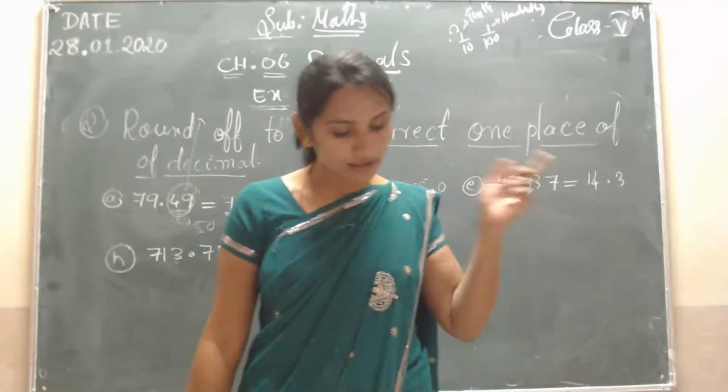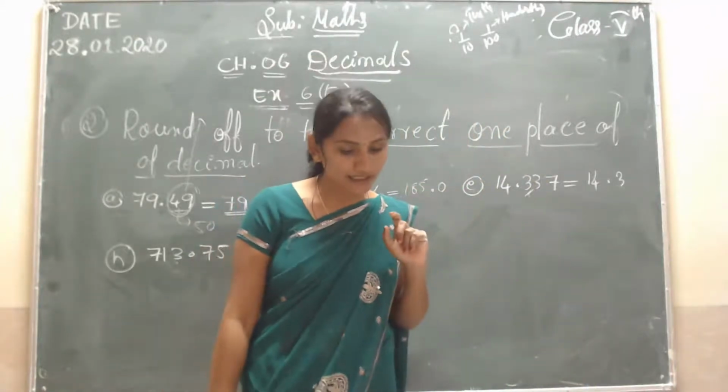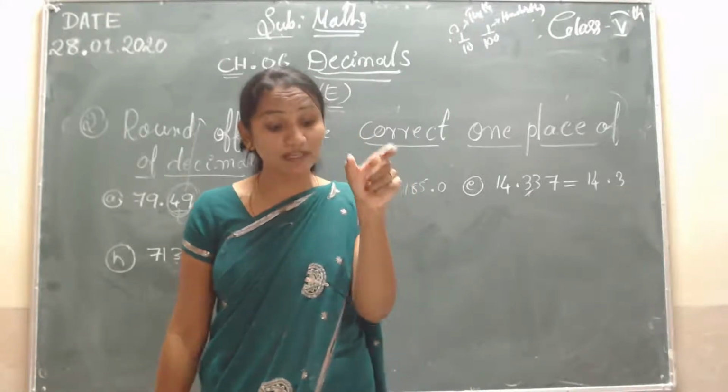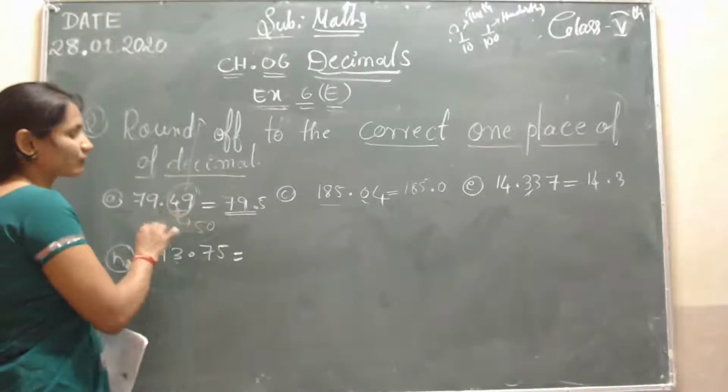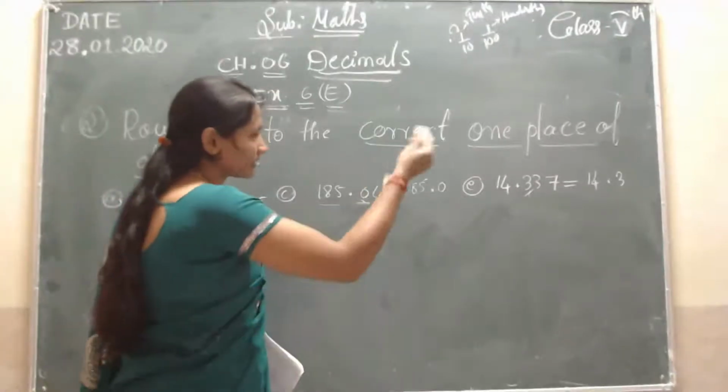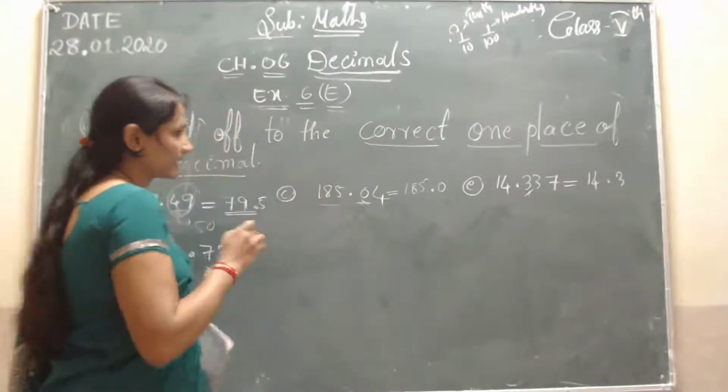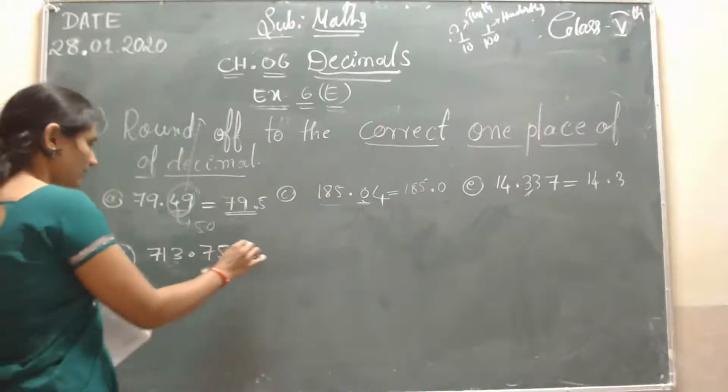So the one place is asked for in the first question. The second means something different, so you are comparing first and second. So correct to one place of decimal means you have to write it as 4. Here the 0 you have to take, that is a weaker number afterwards in 3. So next here same, students.